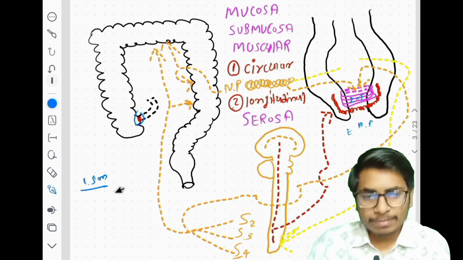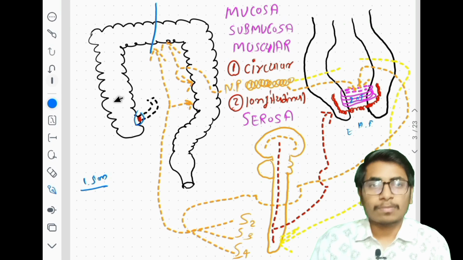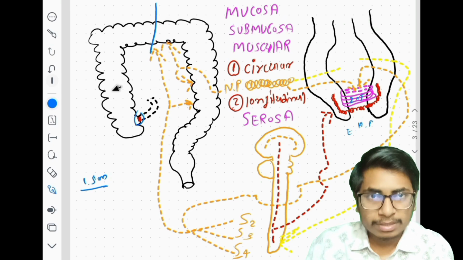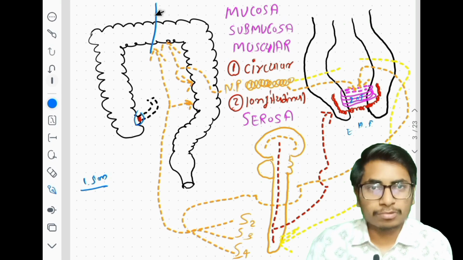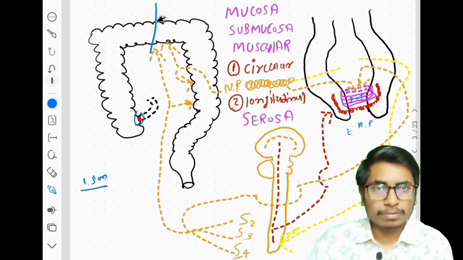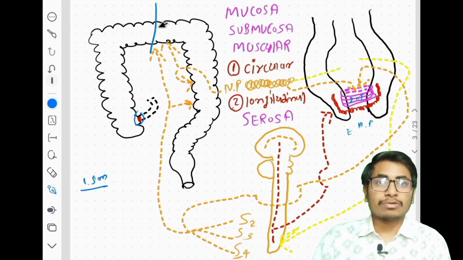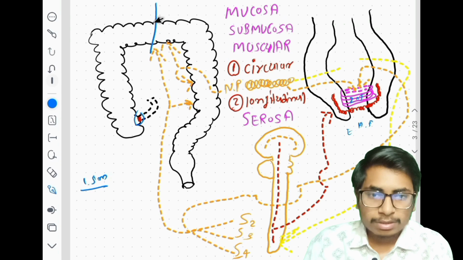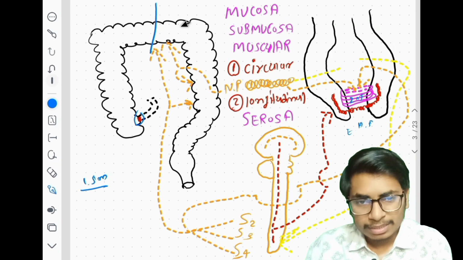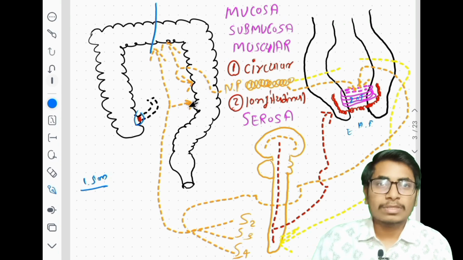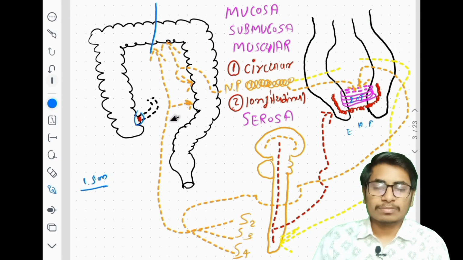In this 1.5 meter length, the first half is related to water and electrolyte absorption, and the second half has two functions. First is the storage of stool, and the second is during the time of defecation. When the second half is full of stool, it produces mass movement. So what is mass movement?